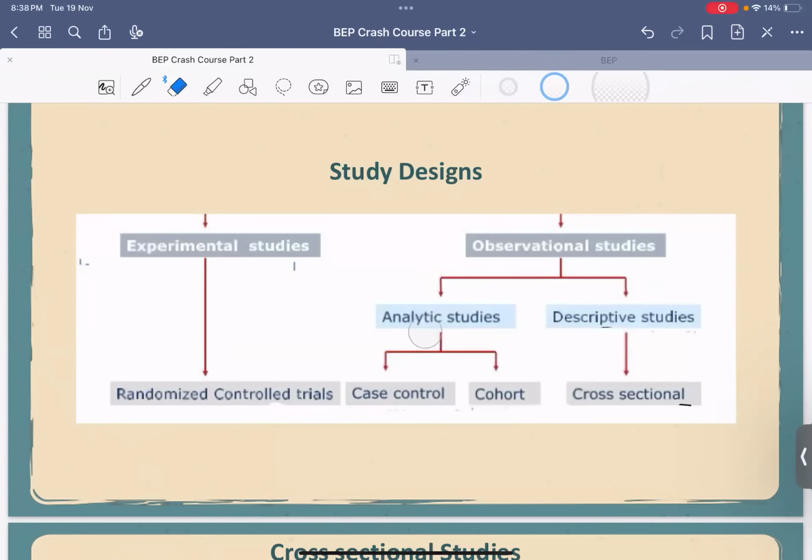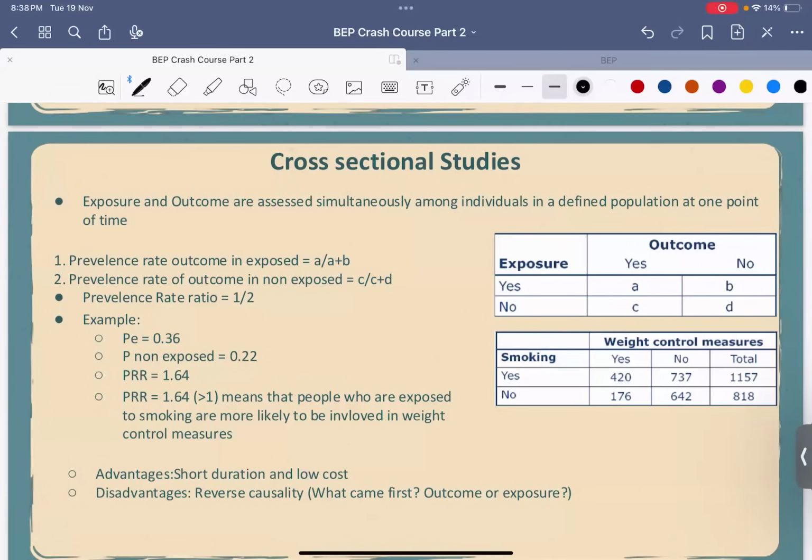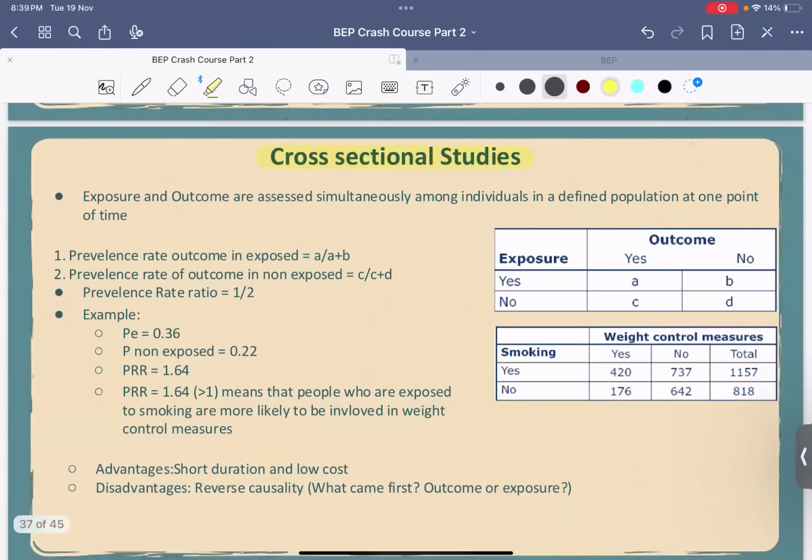So let's talk about each of these in detail. The first type is cross-sectional, and this is what we all do here in the university: surveys. This is the best way to start research, and it's the easiest and the cheapest. In this case, exposure and outcome are assessed simultaneously among individuals in a defined population at one point of time. Very, very important.